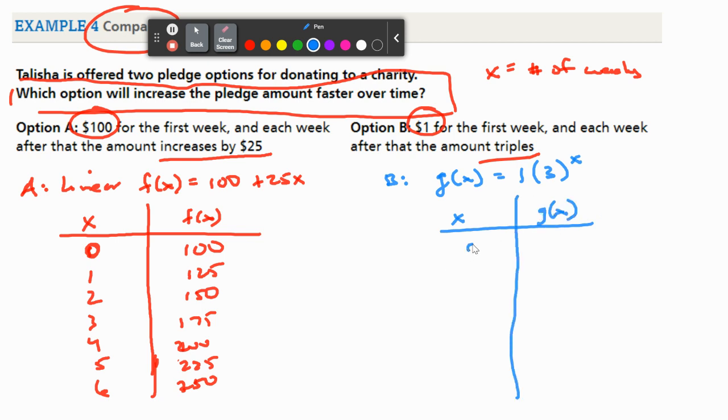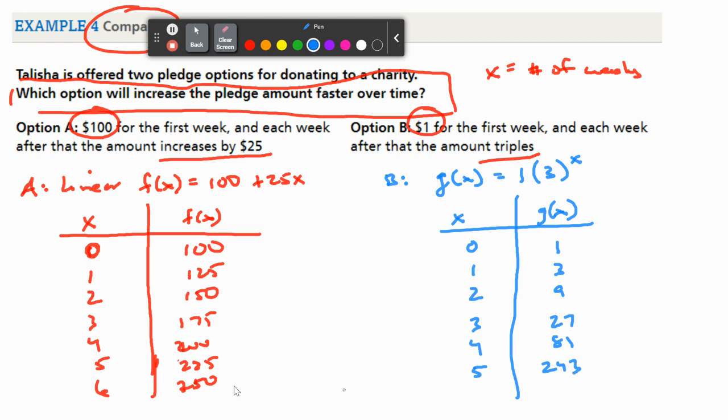So again, the 0th week, the initial week, you have $1. After the first week, this triples to 3. After the second week, that triples to 9. We're just timesing it by 3. After the third week, that triples to 27. After the fourth week, so notice you're still relatively low, this triples to 81. After the fifth week, this triples to 243.